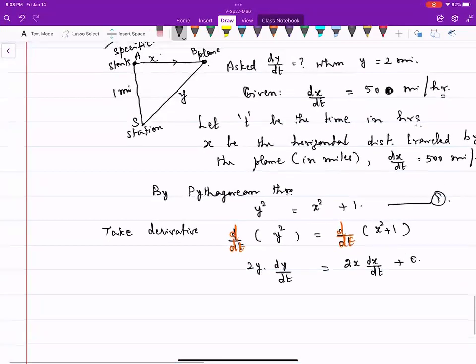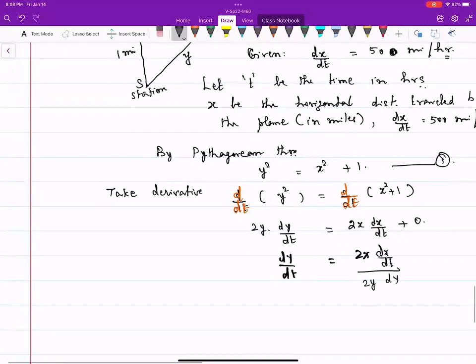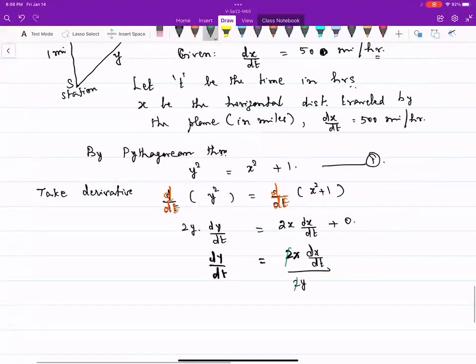So finally, what do we have to find out? dy by dt. So let's solve for dy by dt. dy by dt would be 2x times dx by dt over 2y. All right, so the 2 and 2 can be cancelled out. So it's x over y times dx by dt.